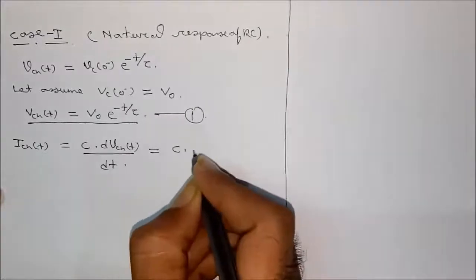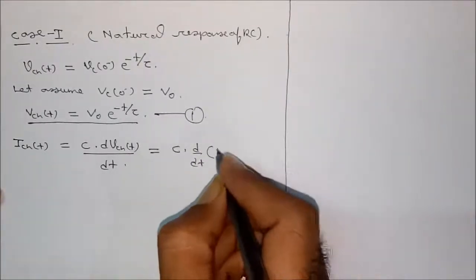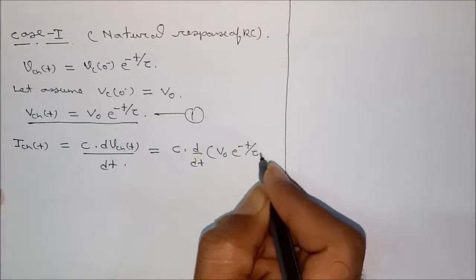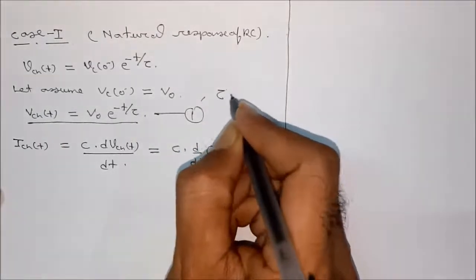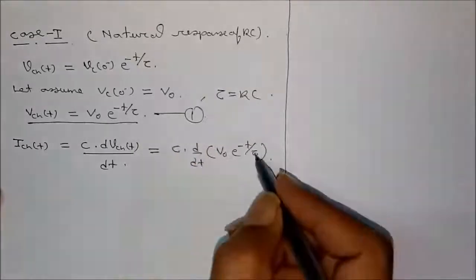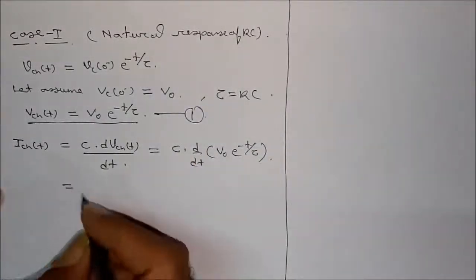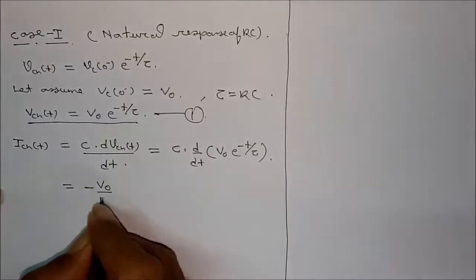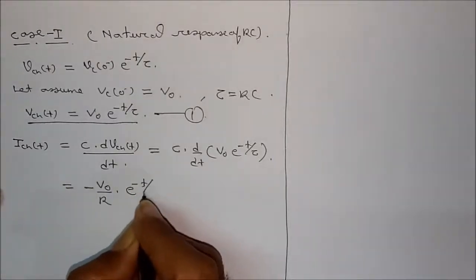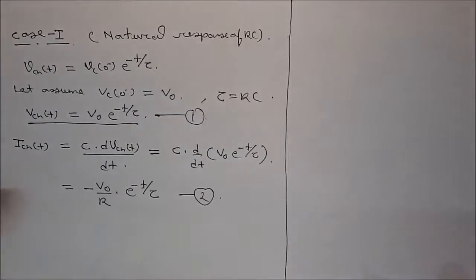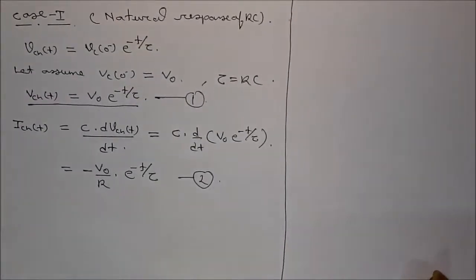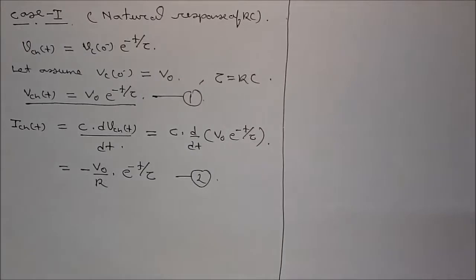If you do the differentiation d by dt of V0 e to the power minus t by tau, and tau you know is RC, you will get Icn(t) is equal to minus V0 by R into e to the power minus t by tau. So if there is no source present and you have to find the response, there will exist only the natural response, where the voltage will be V0 e to the power minus t by tau and the current will be minus V0 by R into e to the power minus t by tau.